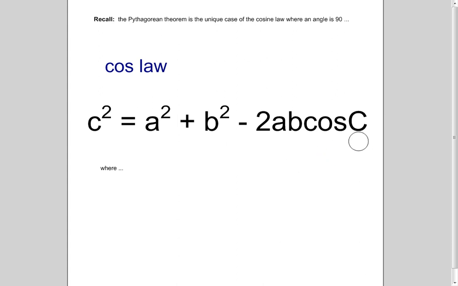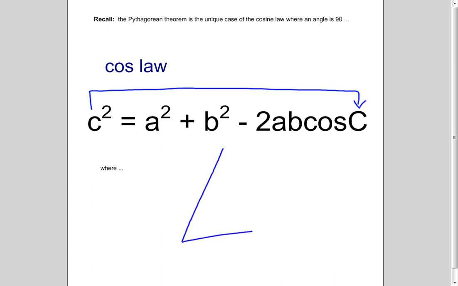We're not going to write it with all different letters like you find in your textbook. We just need to recall that for the cos law, this side, little c, must be across from the angle at the other end of the equation, big angle C. We know that trigonometry is all about triangles and opposites. So for any triangle ABC, where big angle C is across from little side c, we can use the cos law.